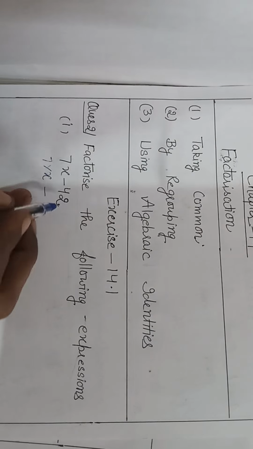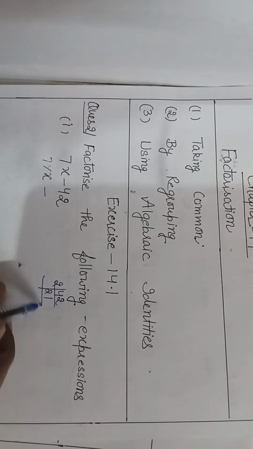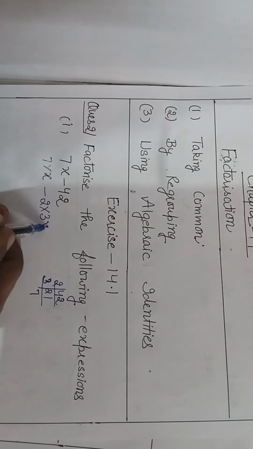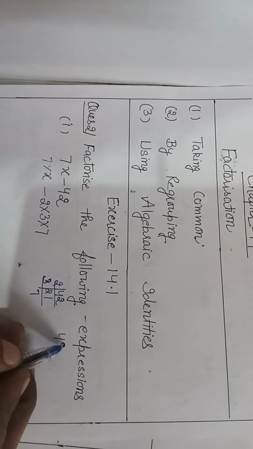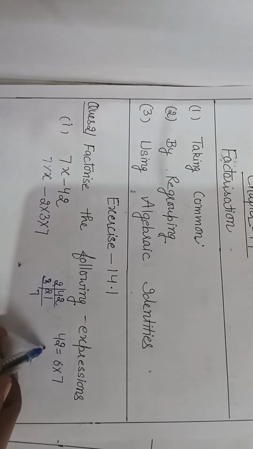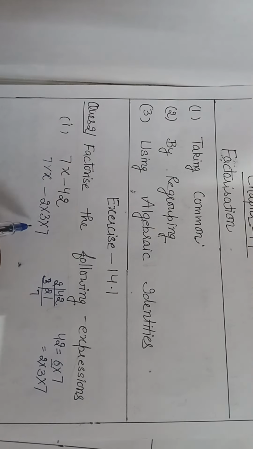For 42 you can take the help of prime factorization, like here I am doing, or you can do it orally also. Here I have got 2 into 3 into 7. Orally, for 42, what comes to your mind when you read the table? You get 6 into 7. So the factors of 6 are 2 into 3, and so 2 into 3 into 7. All these are factors of 42.